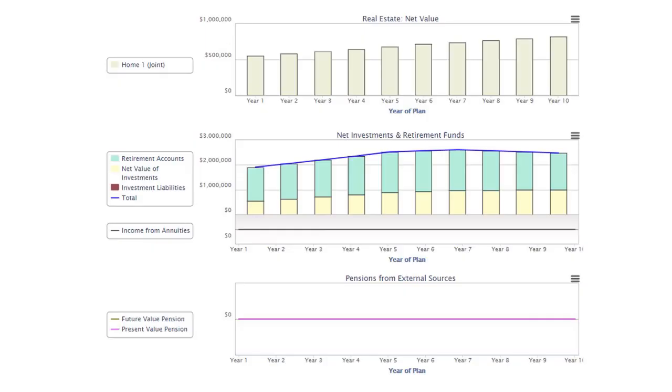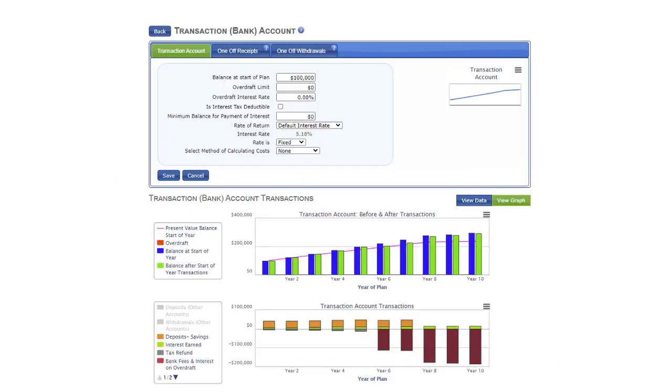The net investments and retirement fund graph displays the total funds available. The last graph would display any pensions from external sources. These values are not part of the retirement income and are paid directly to the budget. If you activate the means-tested pension, then this will automatically be calculated and assigned when they are entitled to pension payments. Finally, let's take a look at the transaction account.